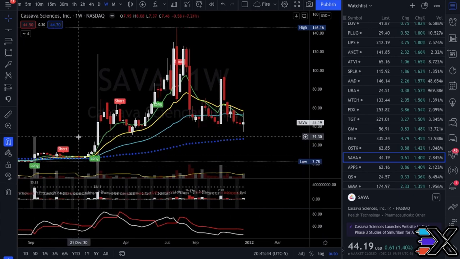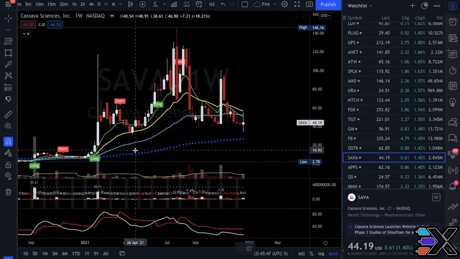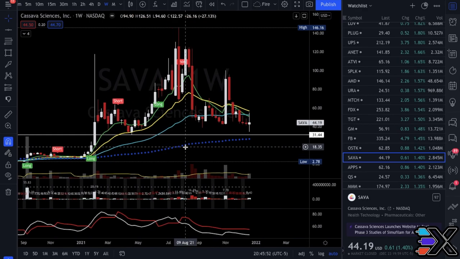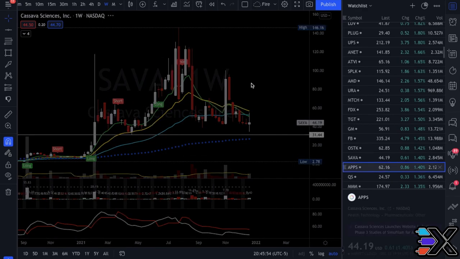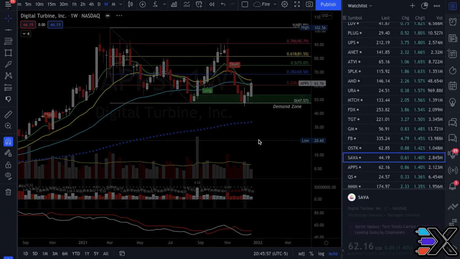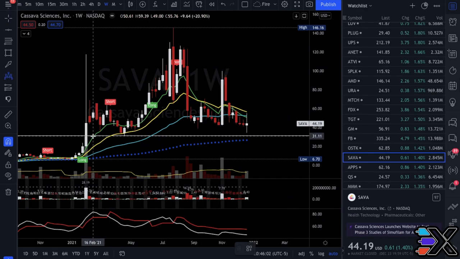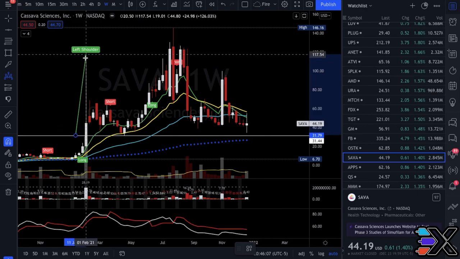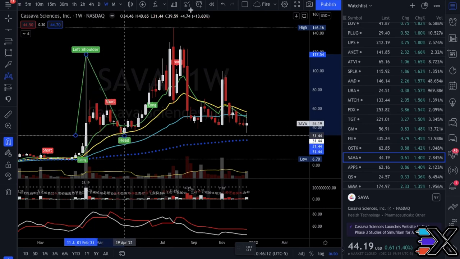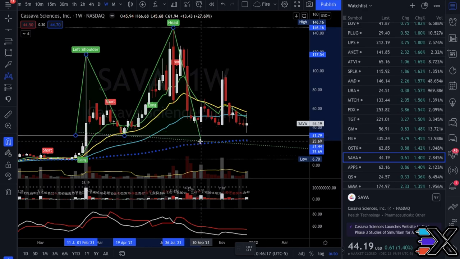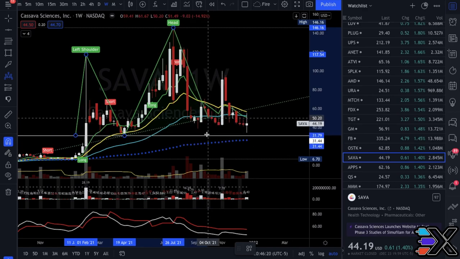Alright, and we got Sava right here. You could just see that huge head and shoulders pattern. I actually almost skipped this, and then I saw that. I'm like, you know what? I could actually probably make a future trade out of this. So we drop a head and shoulders using the head and shoulders tool on TradingView. And for head and shoulders, you're only trading the neckline breakdown.